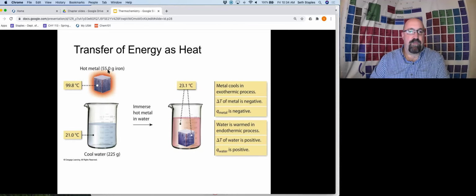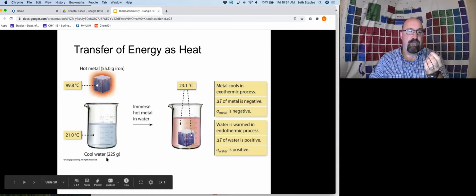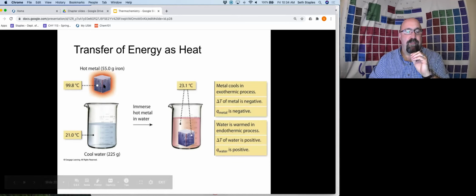So we've heated up this 55 grams of iron. We're taking this big chunk of iron that we've heated up, and we're going to drop that down into water. The water is at 21.0 degrees. And we know how much water we have. We know we have 225 grams of our water. And so we're going to take this hot metal and drop it down into the water.